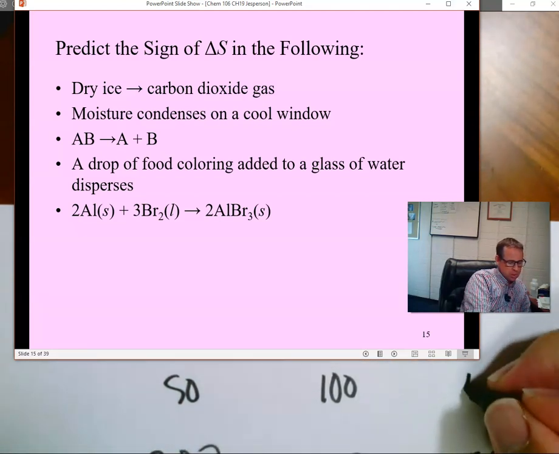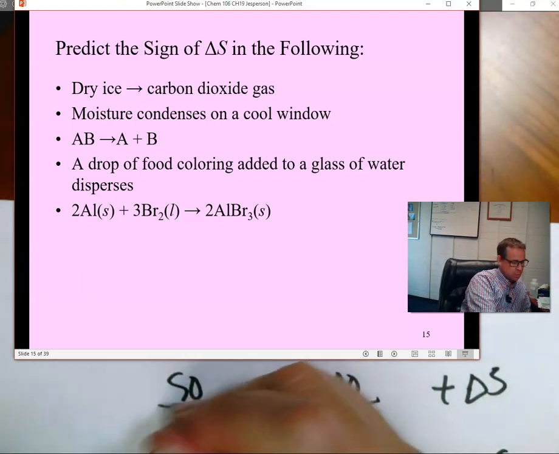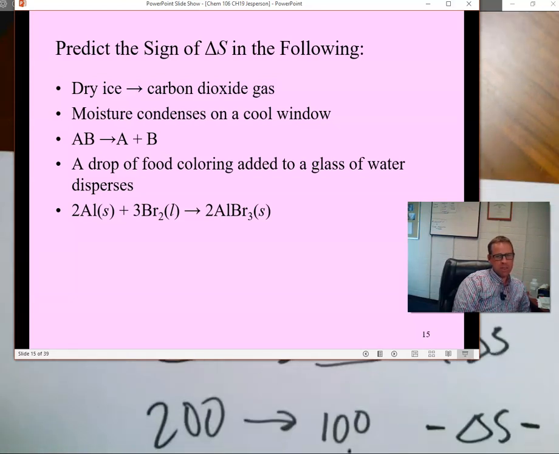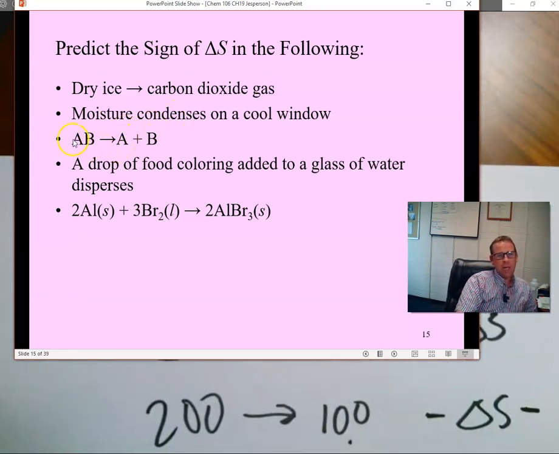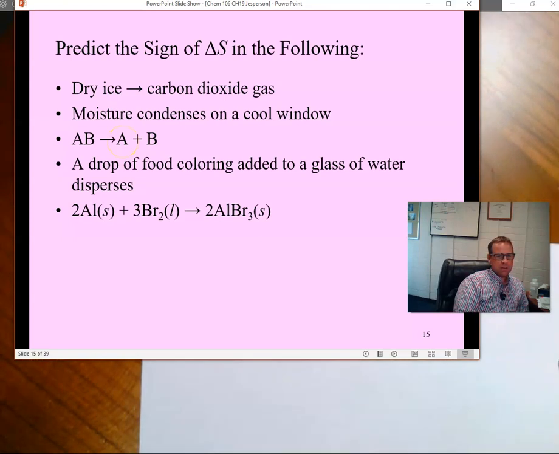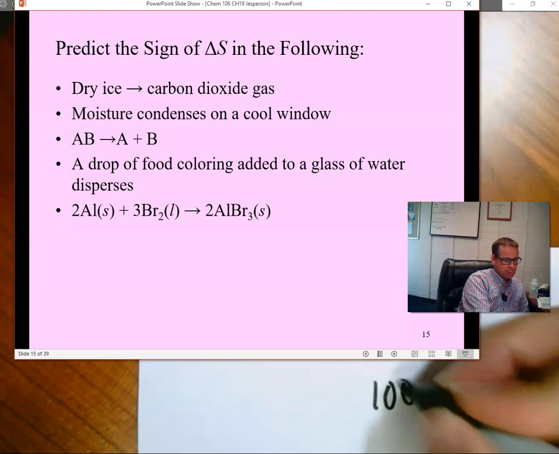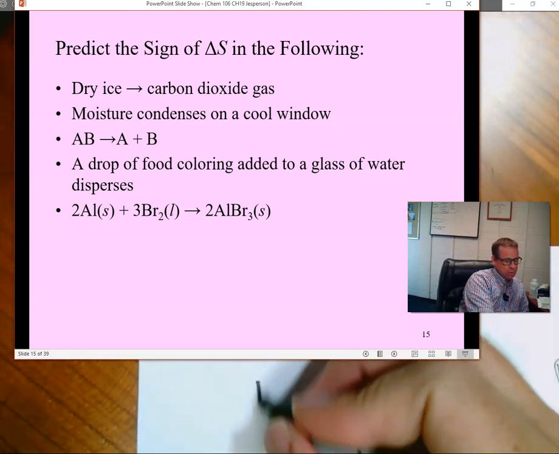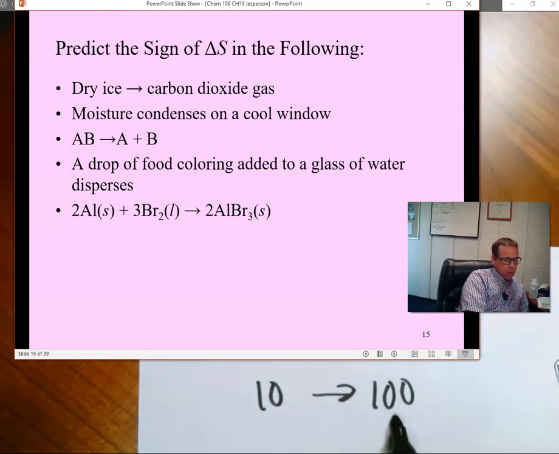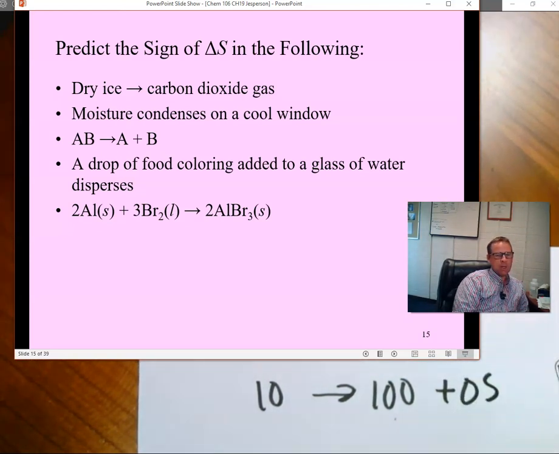So this one is actually a positive delta S. This is less ordered, the gas. This is more ordered. So that's a positive. This is a negative delta S. All right, the third one, AB going to A plus B. In the A plus B, we have a higher amount of disorder. So if I gave that number 100, the lower amount of disorder would be 10. So products minus reactants, we're going to get a positive delta S here.